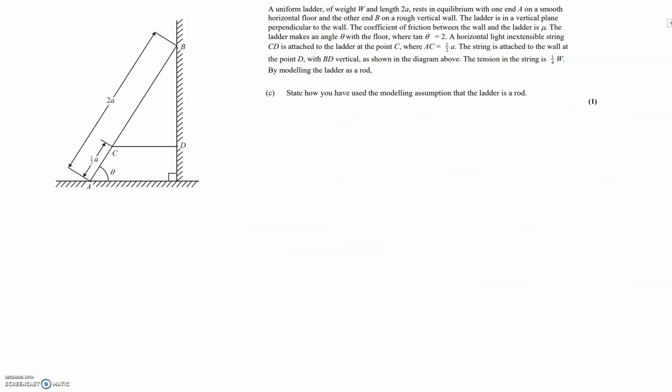Final part of the question says, state how you've used the modelling assumption that the ladder is a rod. So you need to learn some of these definitions, and a rod is basically some modelling thing that doesn't bend. So if you write down doesn't bend, that will get you the mark. And the point about it not bending means that all the forces acting on the ladder act linearly. So we can take perpendicular distances in order to calculate the moments.